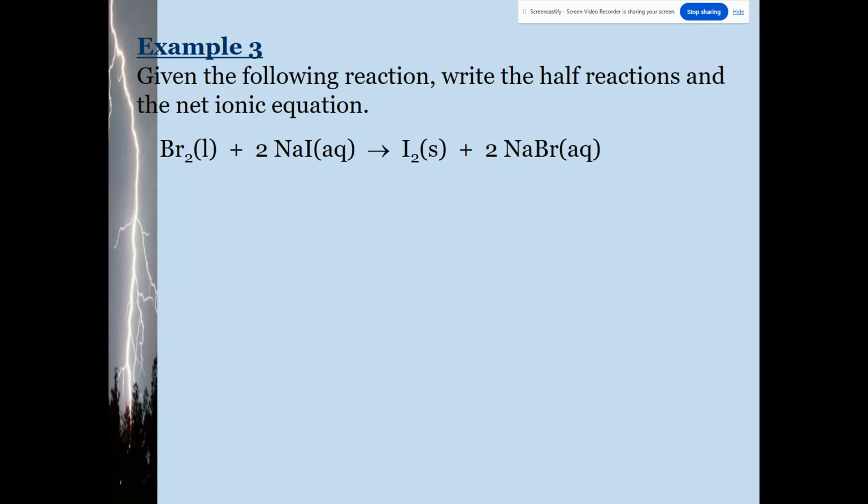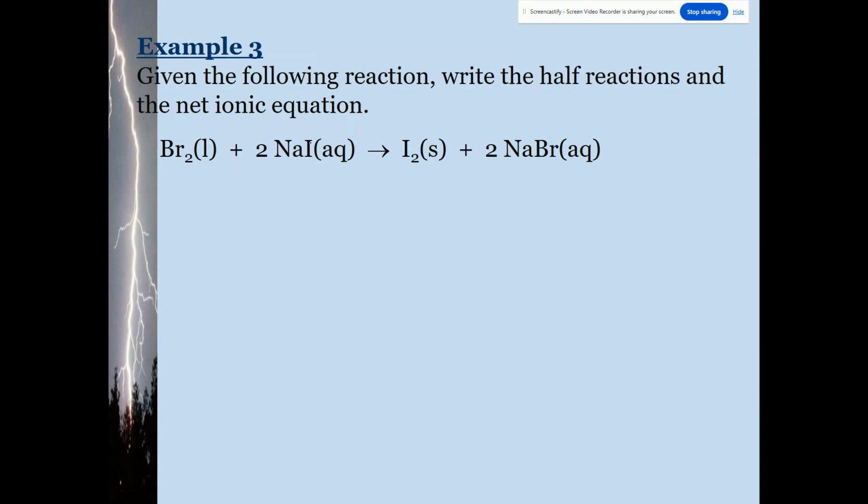This time, my single replacement reaction is going to be the element bromine. That is a nonmetal. So when it switches places with an element in the ionic compound, it will be the other nonmetal, which is iodine. So iodine will be by itself, and the bromine will go with the sodium. Now this reaction's already given, so you don't have to write that, but if you didn't, you would have to write that.